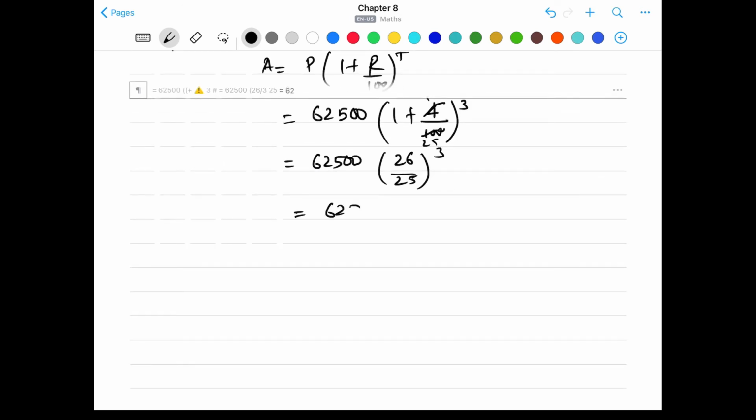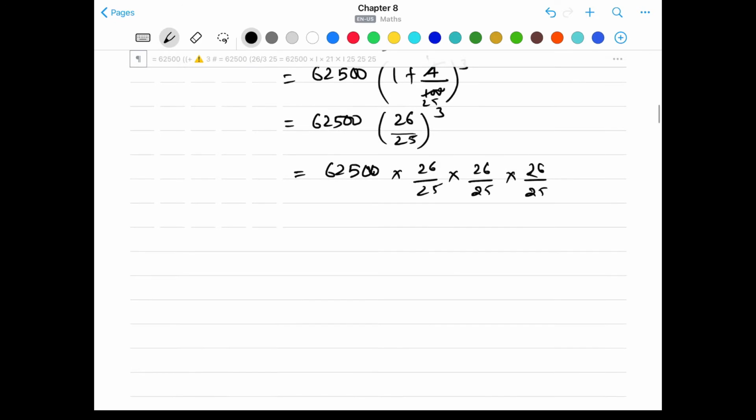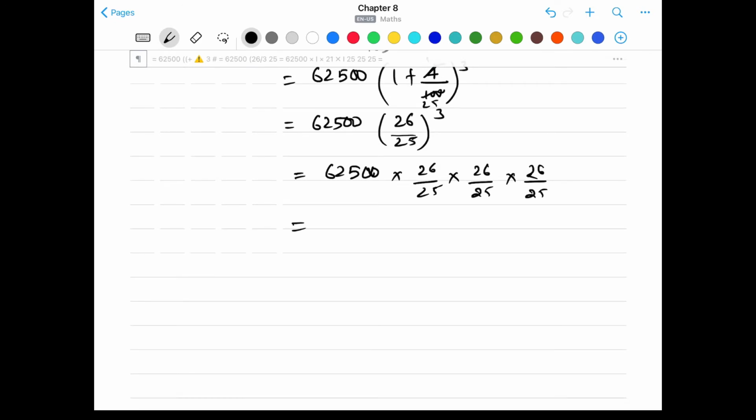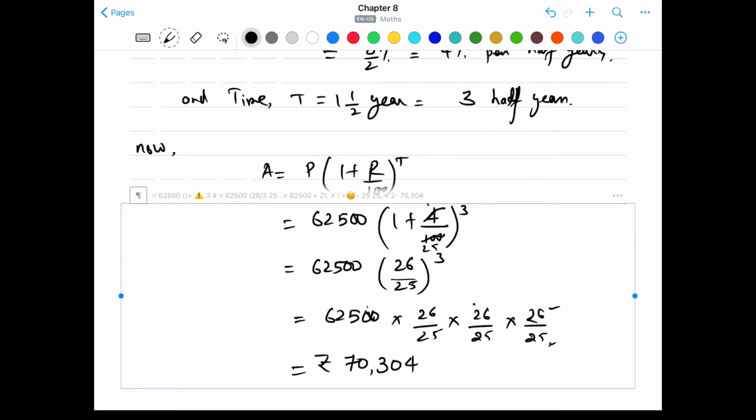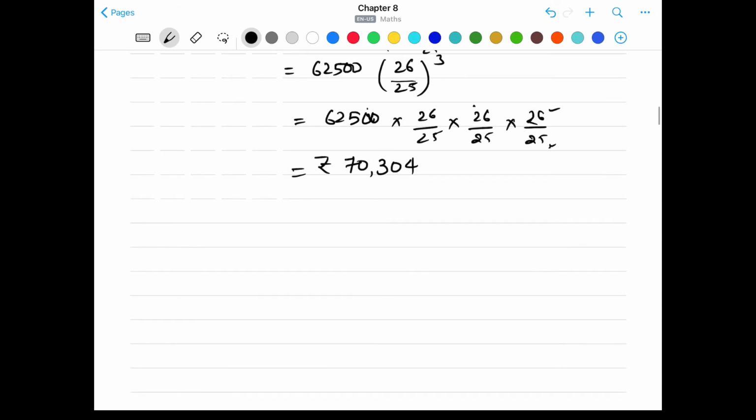Or we can write this as 62,500 into 26 by 25, 26 by 25, 26 by 25, written 3 times. I'm not going to show you the calculation because that will take so much time, but you will do that by yourself. First you have to write the cube of 26, the cube of 25, multiply the cube of 26 by this number and divide by the cube of 25. You will get the amount as 70,304 rupees. So that is the amount after 3 half years, that means 1.5 years.